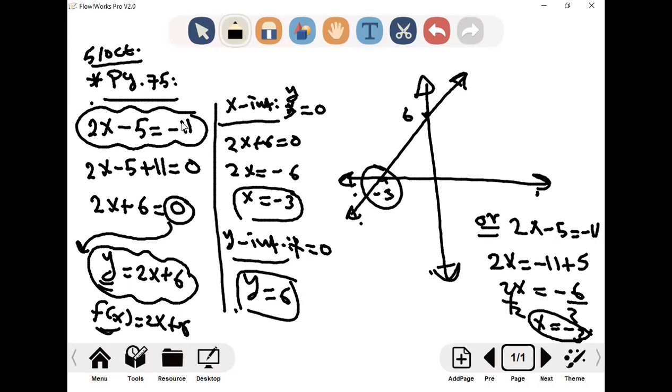To graph the related function, I need to find the related function. How? By making one side 0. Any side, either the left side or the right, but here it is easier to move the negative 11 than to move the 2 terms here, right? So this is 0. Replace the 0 by a function name. You can say y equal f of x, h of x, d of x, whatever. So this is what we call the related function of the equation.